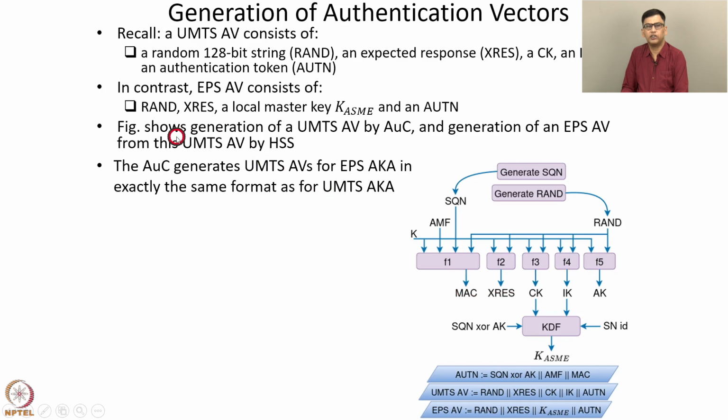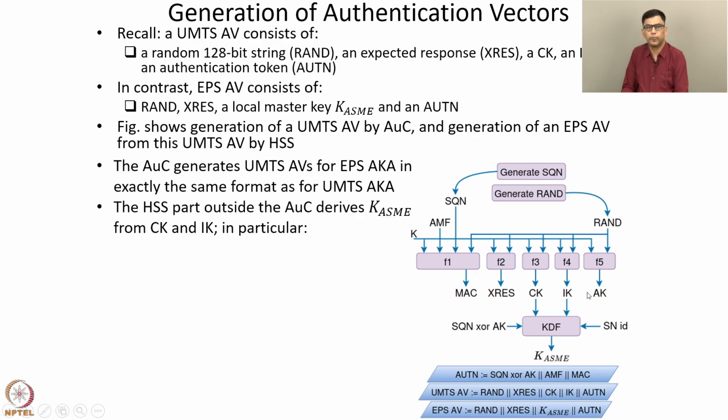So, the authentication center generates UMTS authentication vectors for EPS authentication and key agreement in exactly the same format as for UMTS AKA. So, this is the UMTS authentication vector that is generated in the authentication center. The HSS part outside the authentication center derives the KASME from the ciphering key and integrity key. That generation is shown here. The ciphering key and integrity key are input to a key derivation function, which generates the KASME.